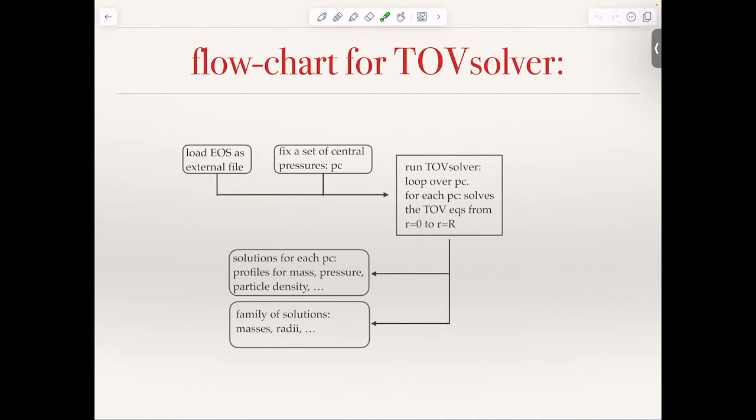So if you give only one central pressure, you will get one solution. If you give two, you get two solutions. If you give 10, you get 10 solutions. And they are ordered in the same way as you gave the central pressure to the code. For each solution, you will have a mass profile, as well as a pressure profile, particle density profile, mass density profile, whatever. And for a given central pressure, you will get a mass and a radius. If you give a family of pressures, you will have a family of masses and a family of radii.